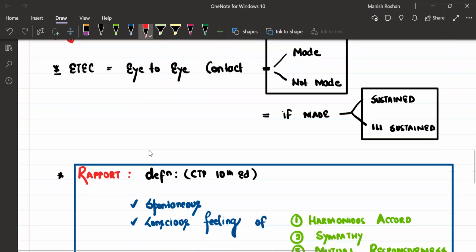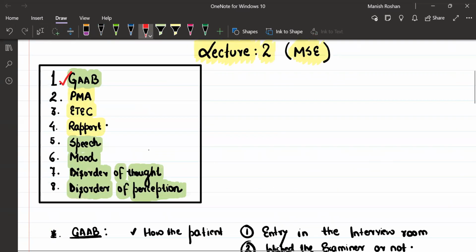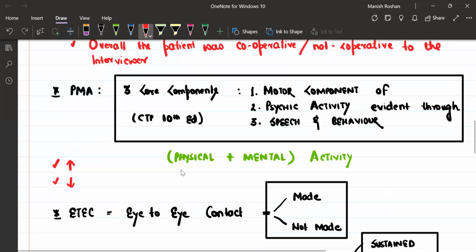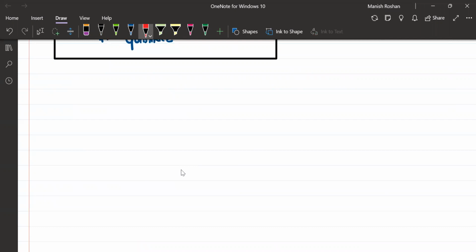Fine. So we have covered the general appearance and behavior, the psychomotor activity, eye-to-eye contact, rapport. Next in line is speech. So let's discuss speech. If you look into speech, there are a number of components of speech that we have to look into, and speech also has been described under these headings.